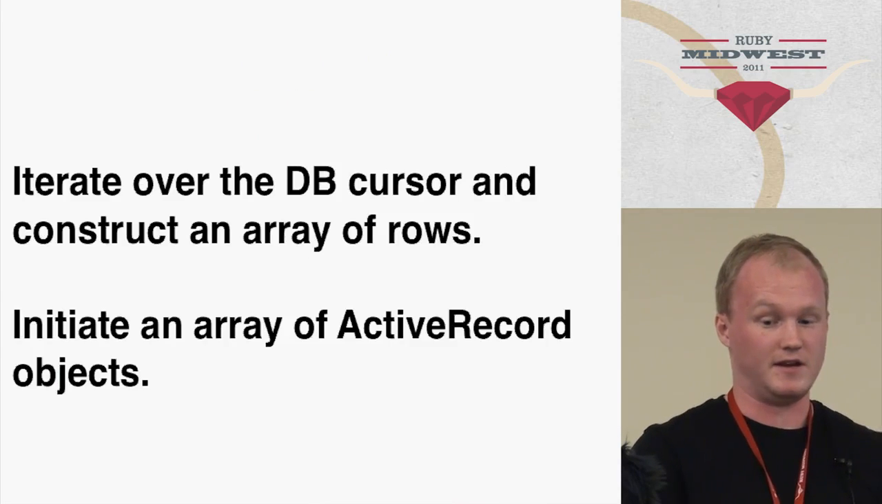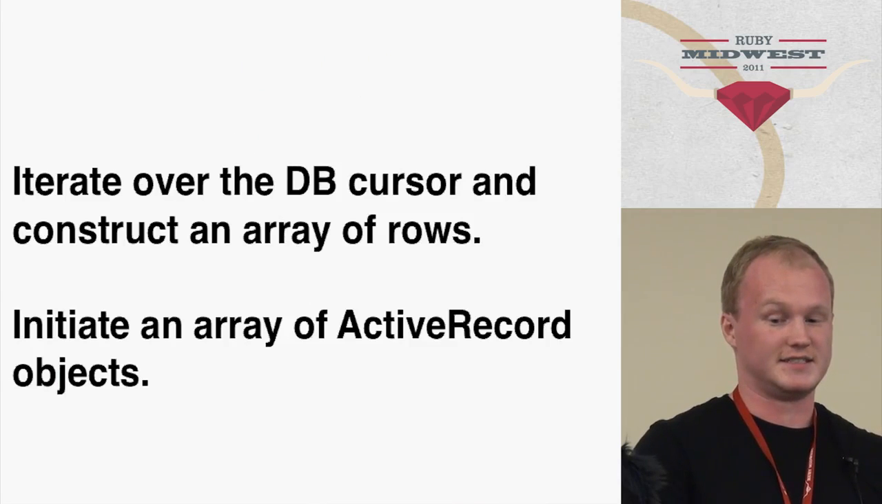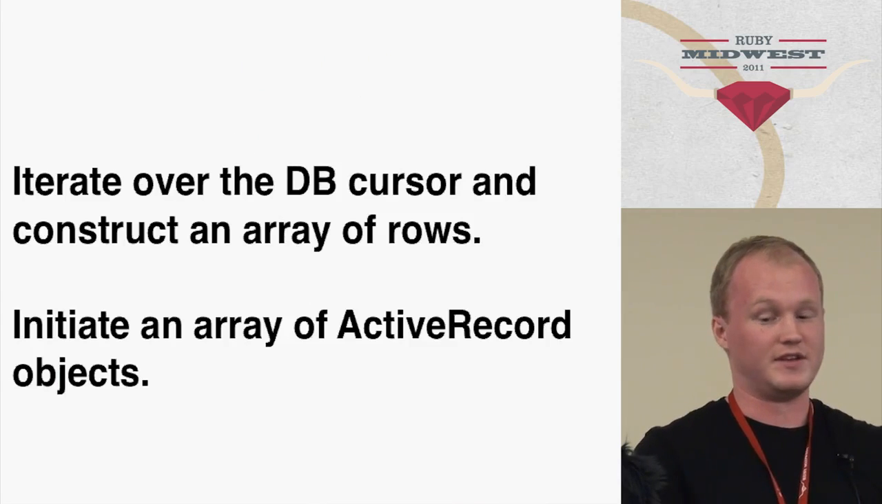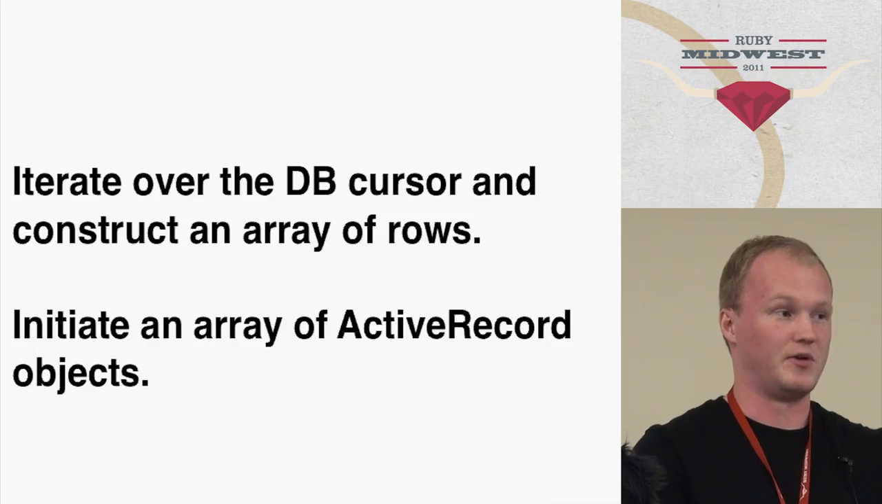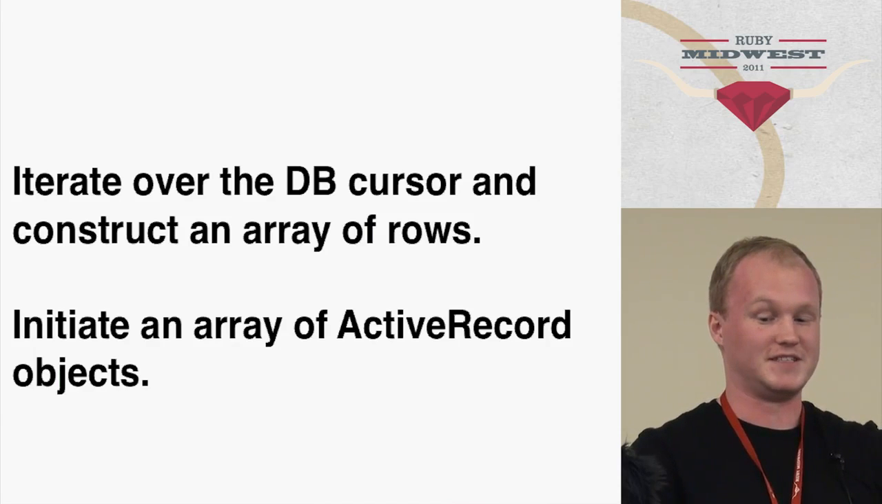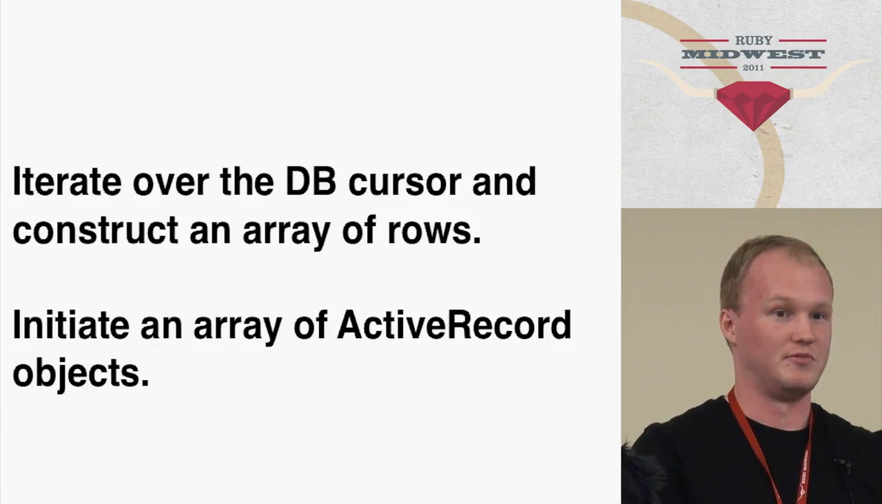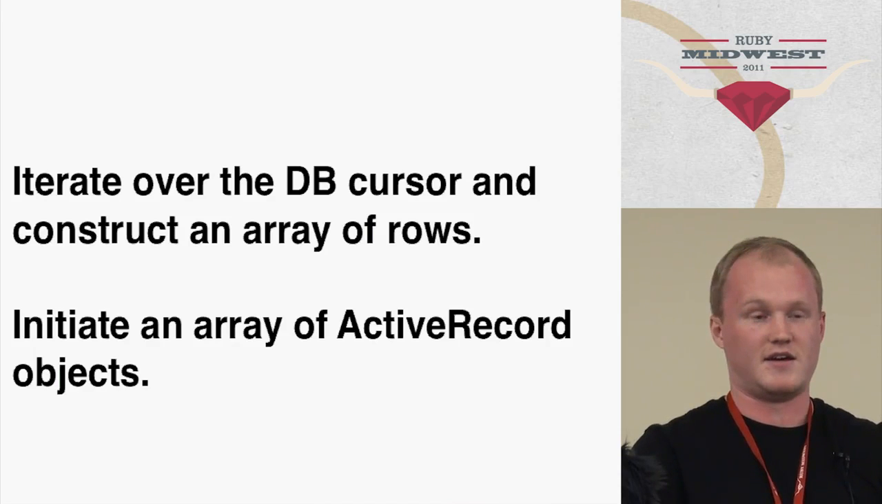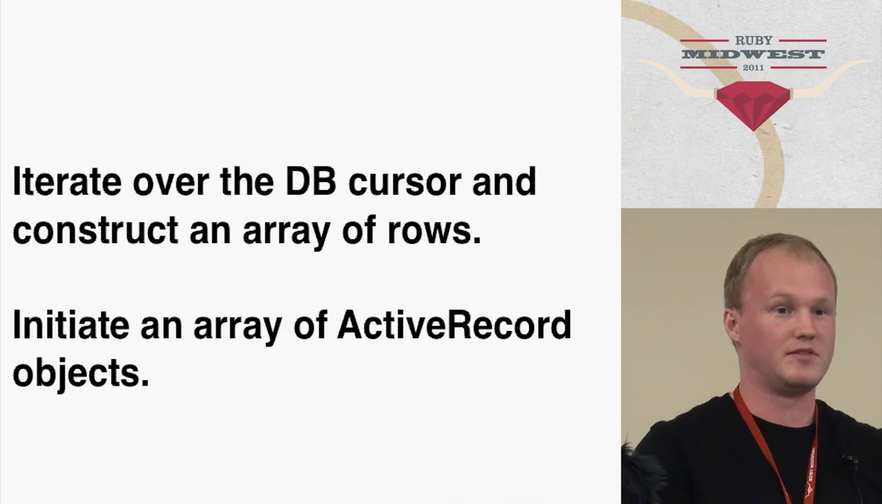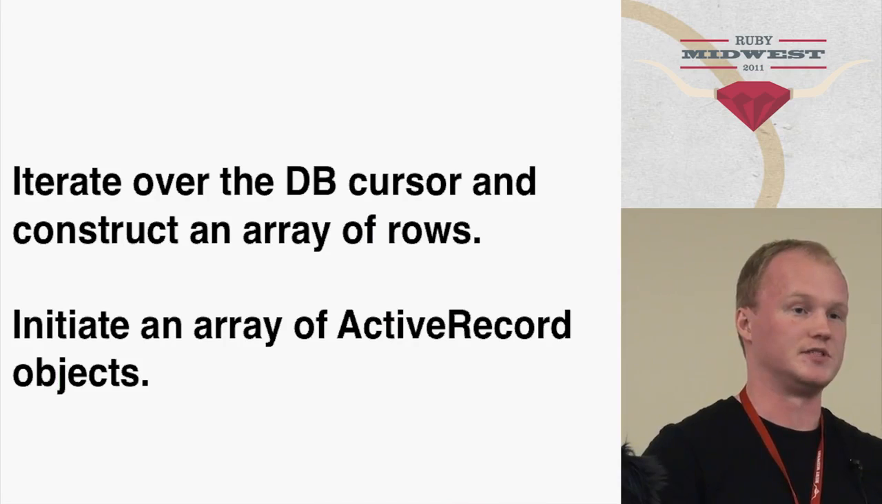So what actually ends up happening is, when we do this, we're going to iterate over the database cursor, and then we're going to build up an array of rows, and then we're going to instantiate ActiveRecord objects for each row that we get back. Depending on the size that you're working with, you can be consuming huge amounts of memory.